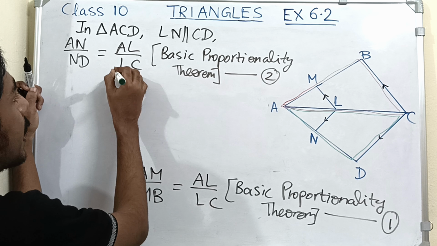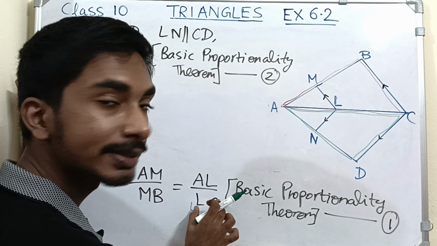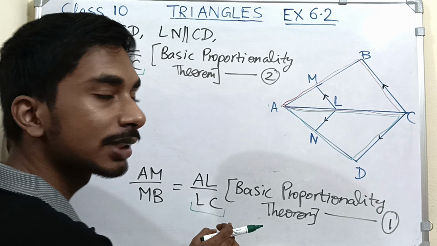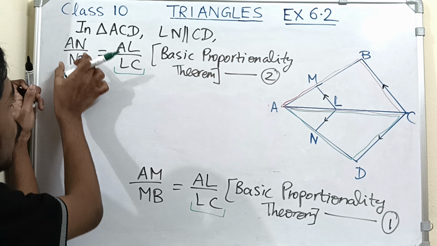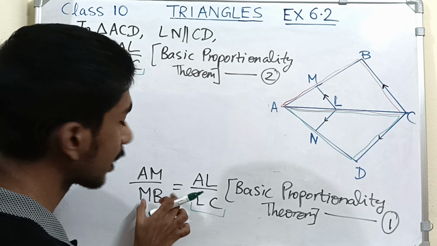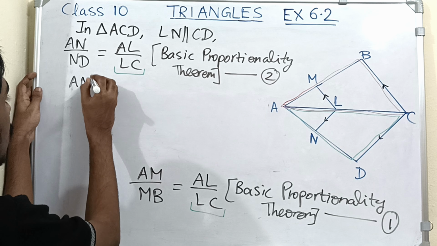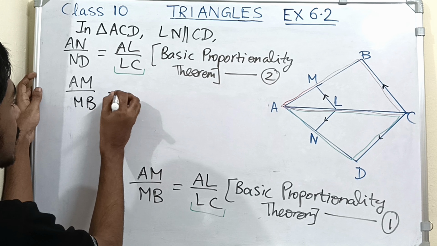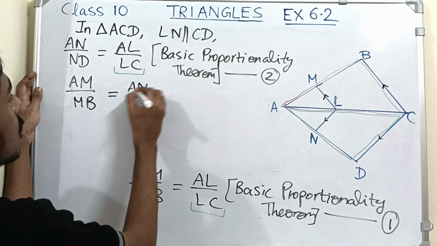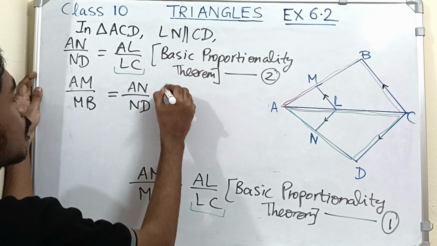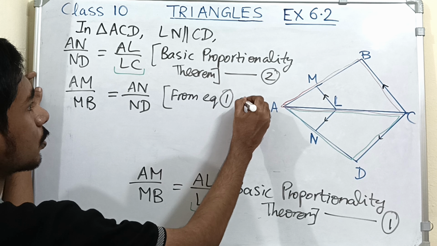Now you can see that AL over LC, AL over LC. So both have AL over LC in the right hand side part, here also and here also. So that means the left hand side will also be same. So AN over ND will be equal to AM over MB. We can write AM by MB is equal to AN by ND. The reason is from equation 1 and 2.